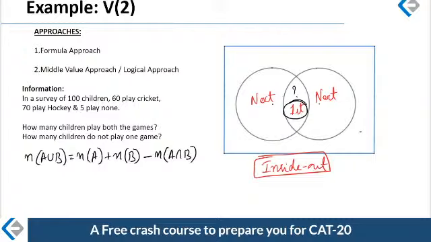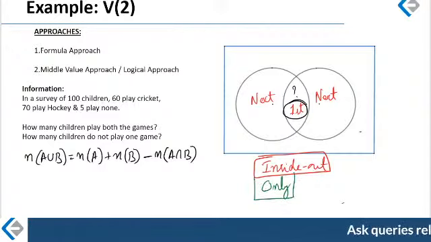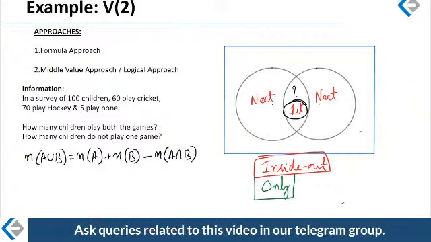Second thing is the alert importance of the word "only". Be cautious about the word "only". "Only" means exactly one. Absence of "only" means at least one. So these are the two important things your teachers might have told you about, right?